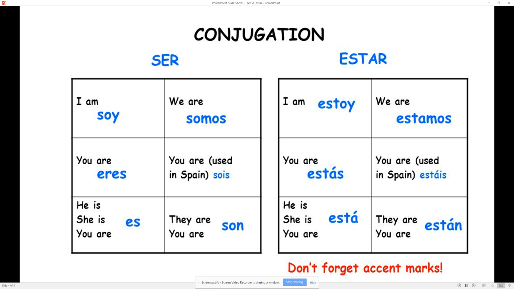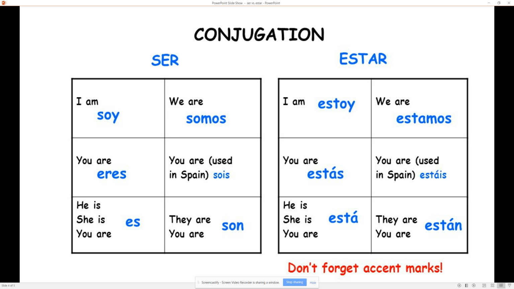Now for estar, this is slightly irregular because of the accents, and we are going to use for I am estoy. You are estás. He or she or usted está. And we are estamos. Vosotros estáis, and they are, or you guys, formal is going to be están. So also, please note the accent marks. Unfortunately, when we do not have the accent marks on estás, está, they can potentially be words for this when they are feminine.